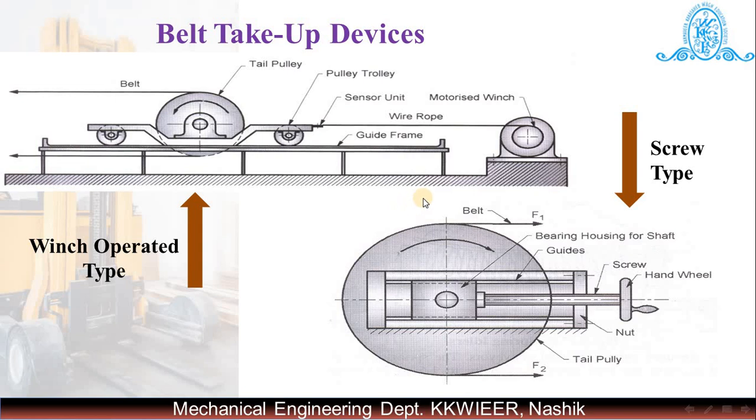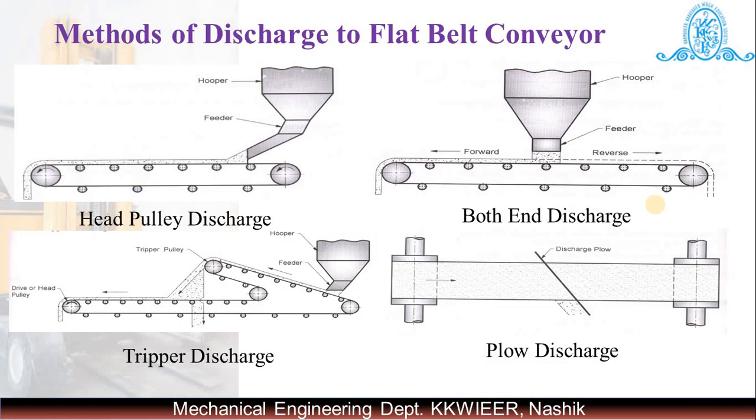Or we use a winch type, where a powered motorized mechanism is used to provide the tension. Or a screw type system. If we want to increase the tension in the belt gradually, then screw type belt take up devices are most probably followed. So these are the basic four types of belt take up systems, and they are required because with a number of handlings the belt becomes loosened.